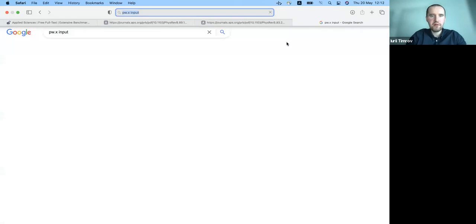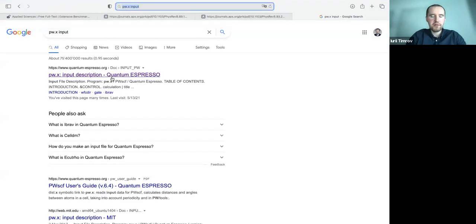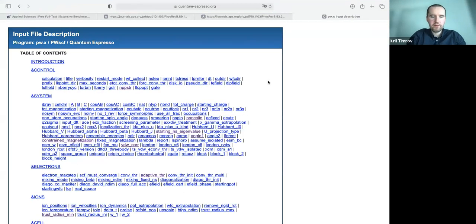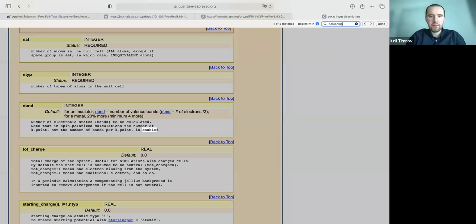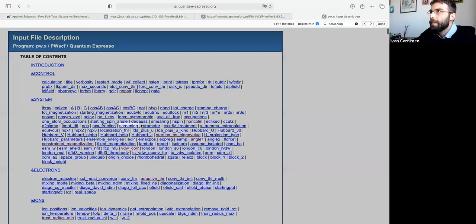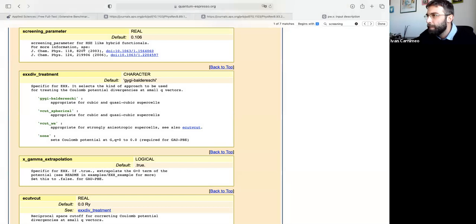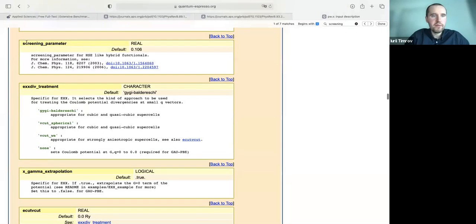Thank you, Pietro. So where is it? If I'm not wrong, it's something X6. Here it is. Fraction, so, X6 fraction. Yeah, here, this one, no? Screening parameter. This is the screening parameter for HSE-like hybrid functions.